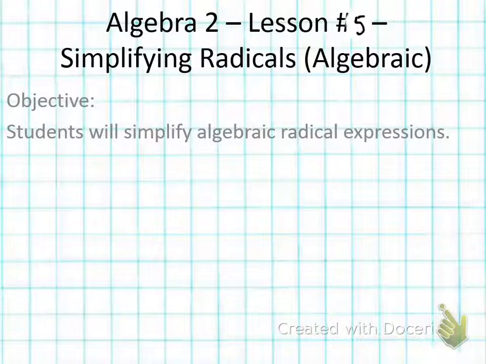Alright, this is a lesson for Algebra 2, Lesson 5, Simplifying Radicals, but we're talking about algebraic radicals. So now we're introducing the letters in there, the variables, okay? Which could be positive or negative numbers, so we don't know, they're variables.